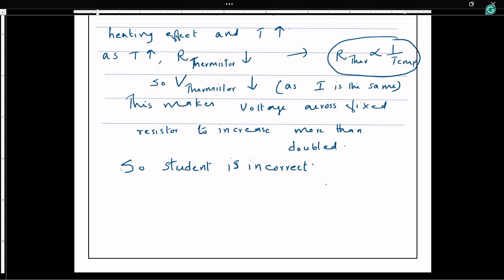The student is incorrect because the variation of resistance and temperature does not have a linear relationship. It's a non-linear relationship only, between temperature and resistance. So when the temperature changes, we cannot say that the voltage of the thermistor decreases by the same amount. Accordingly, we cannot say that the voltage of the fixed resistor increases proportionally. So the student is incorrect.